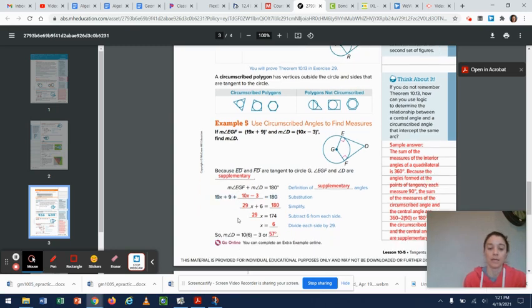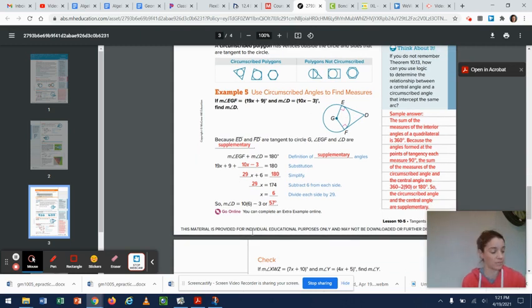Then I'm going to combine my like terms. So I have 29x plus 6 equals 180. Subtract 6, divide by 29, I get x equals 6. And then to finish, we're just going to plug it back in. So angle D was 10x minus 3. So I'm going to plug in 6 in there. Pause the video and try the check question.